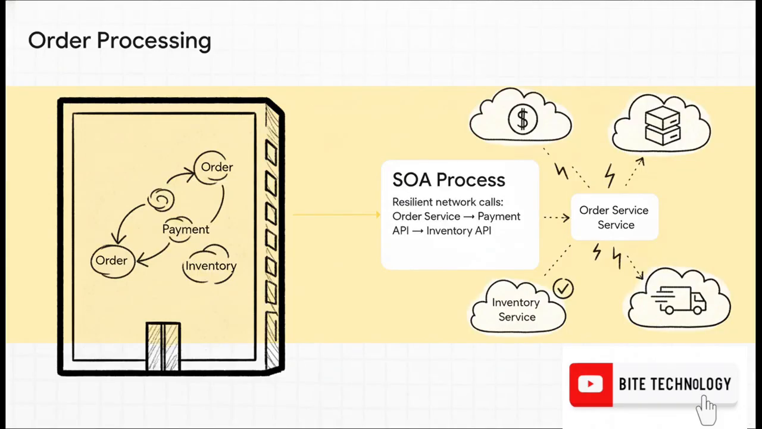Okay, let's make this super practical. Imagine you're building an online store. In a monolith, when someone places an order, it's just a series of super fast function calls happening inside one process. But in the SOA world, the order service has to make separate network calls to the payment service, then to the inventory service, and then to the shipping service. It's definitely more resilient if one part fails, but it's also going to be slower because of all that network chatter.